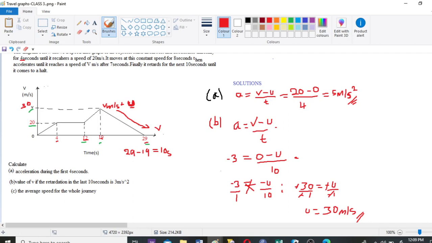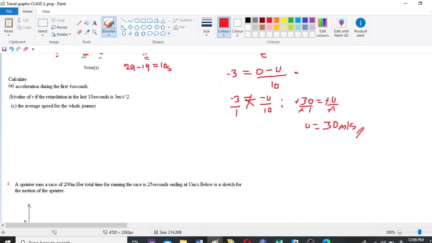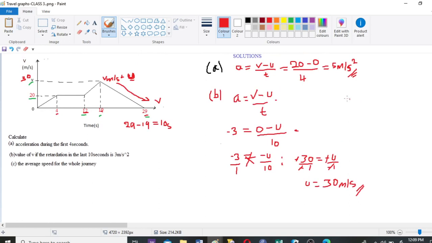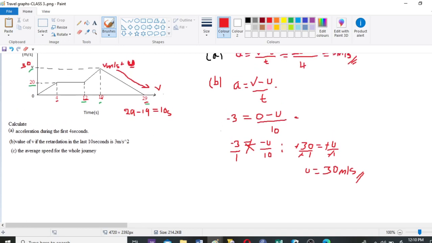Okay, let's go to the last one. What is the question asking us to find? The last question is the average speed for the whole journey. Most of you made mistakes on this one because you didn't know what to do. You didn't have the distance, but most of you were just calculating the distance in the first triangle, and then dividing by the time, which is 29. Those are the mistakes that you are making. Now here is the right thing to do, and why.